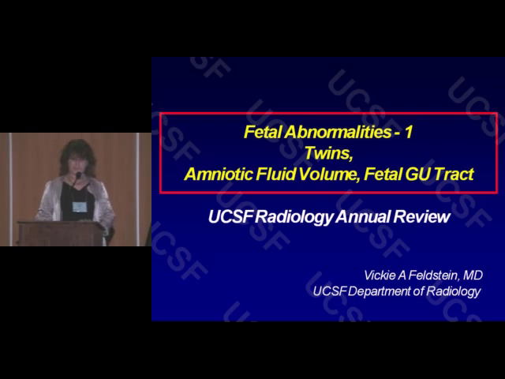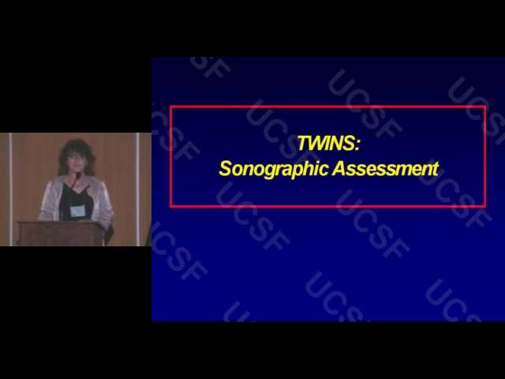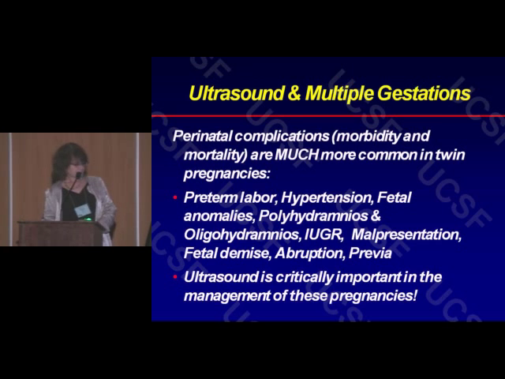The first of these three rapid-fire talks about fetal abnormalities will cover twins, amniotic fluid volume, and the fetal GU tract. First, some words about the ultrasound assessment of twins.